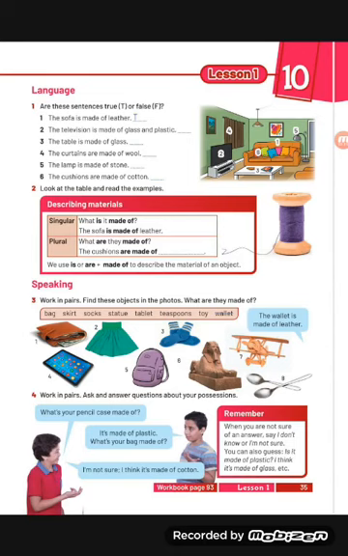Yes, that's a tablet. What's a tablet made of? Excellent. That's usually made of glass and plastic. Number 5, what do you see?